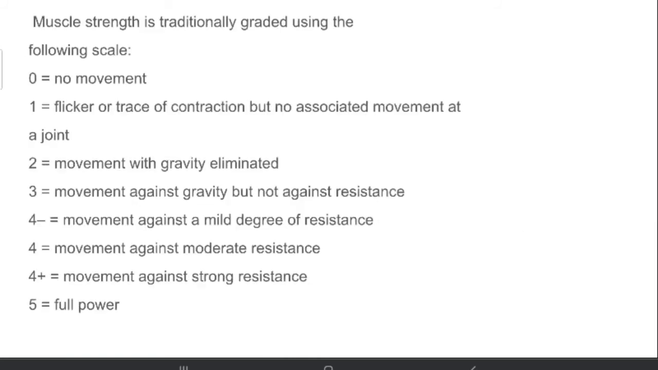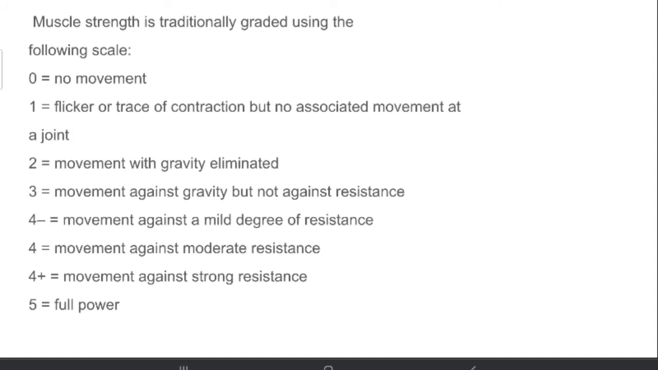Muscle strength is traditionally graded using the following scale. Grade 0 is no movement. If there is a flicker or trace of contraction but no associated movement at the joint, we grade that as 1. Grade 2 is movement with gravity eliminated. Grade 3 is movement against gravity but not against resistance.